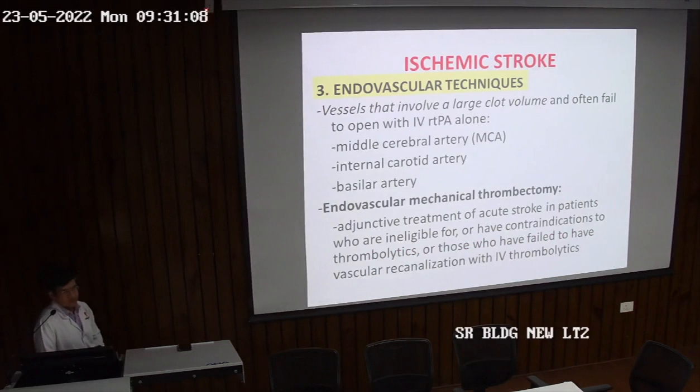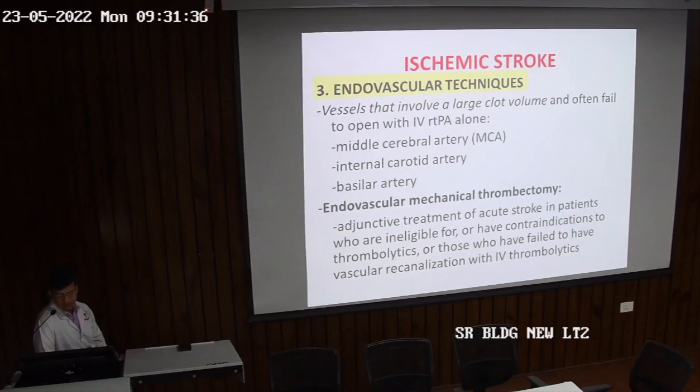Then the endovascular techniques. Vessels which involve a large clot volume often fail to open with IV rtPA alone. So these are vessels like the middle cerebral artery, internal carotid artery and basilar artery. It has been seen that when ischemic stroke occurs due to thrombosis or embolization in these vessels, they do not respond to IV thrombolysis. In these patients, we may go for endovascular techniques.